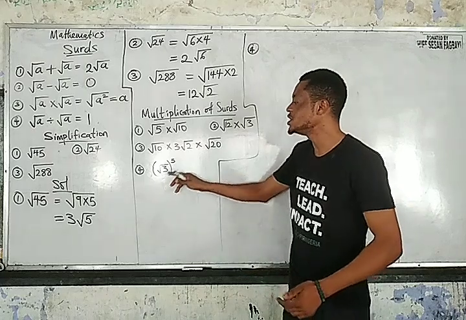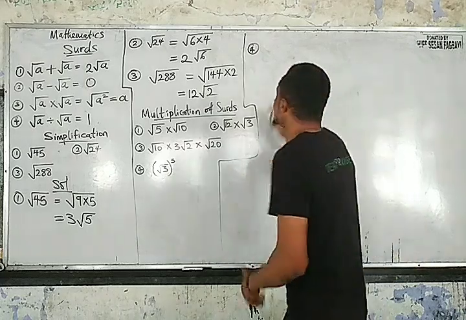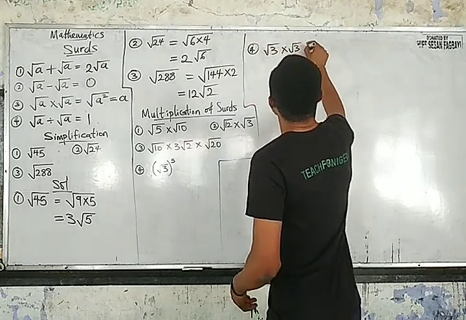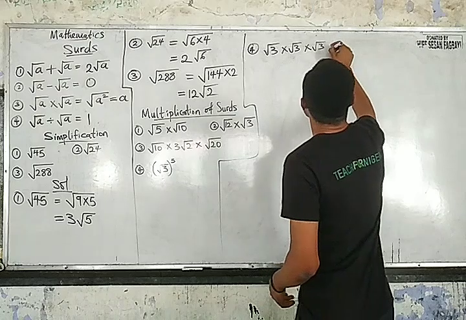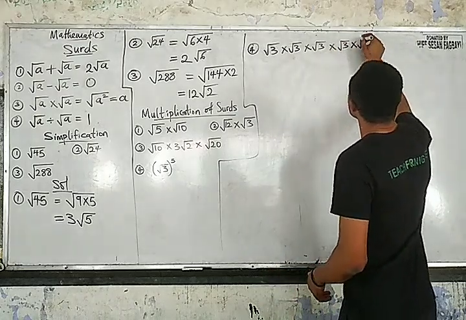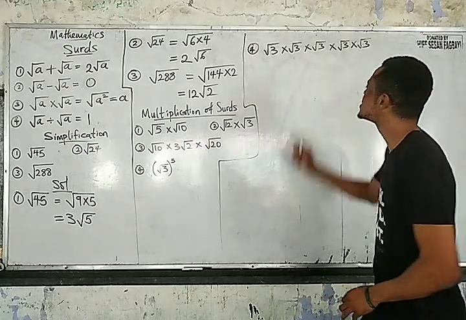Example: root 3 raised to the power of 5. Technically, we are having root 3 in 5 places. It's going to be so easy. We shall just have root 3 multiplied by root 3 multiplied by root 3 again, and we have another root 3. 1, 2, 3, 4, then it remains 1 root 3. It's so easy.